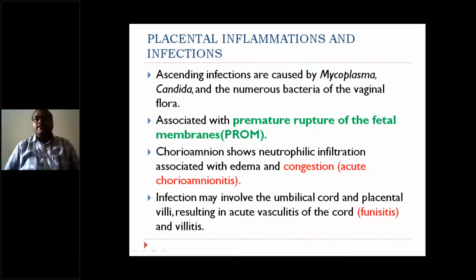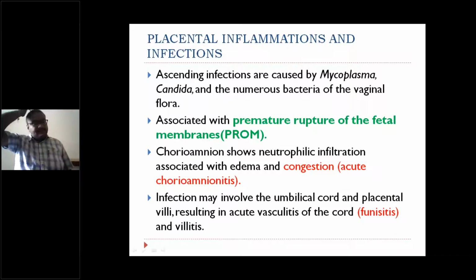For any topic, before we start, we think first of inflammatory conditions, later on the traumatic and neoplastic conditions. So we start with the inflammatory conditions. The infection will reach the placenta by two ways: one is by ascending infection via the female genital tract, and another one is by hematogenous dissemination.